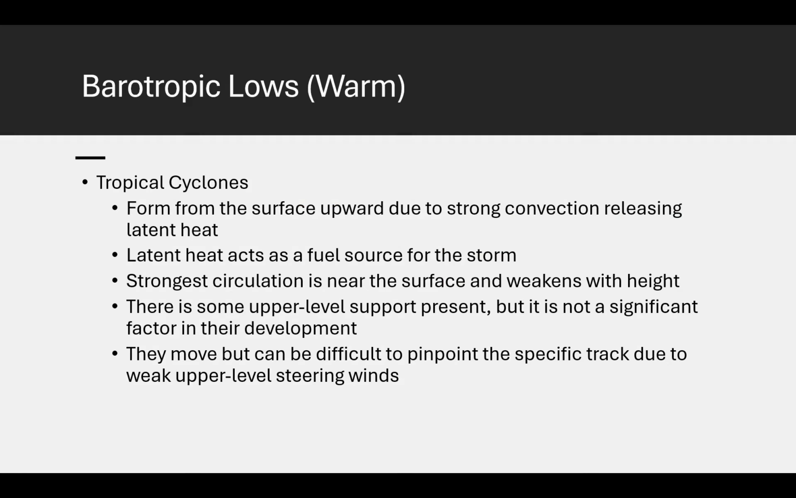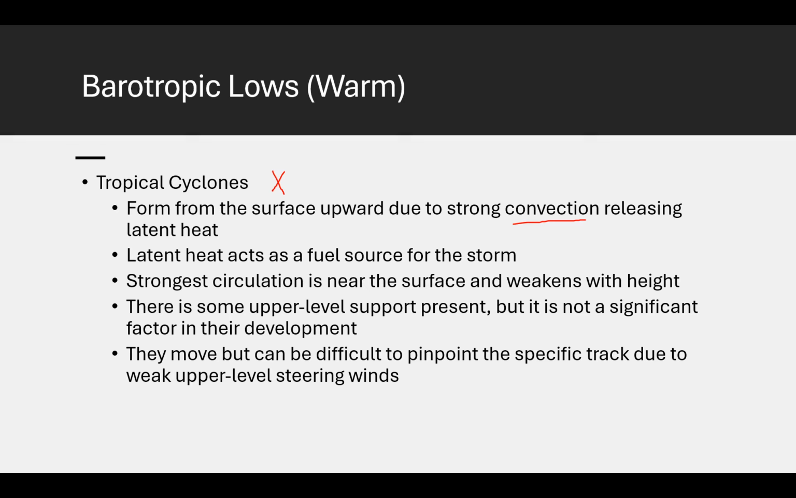Another type of barotropic low that's warm core, meaning that the warmest temperatures are at the center of the system, are tropical cyclones, and we are very much familiar with these. Hurricanes, tropical depressions, tropical storms. They form from the surface upward due to strong convection, vertical rising air motion releasing latent heat to the surrounding air. And that latent heat just keeps acting as a fuel source for the storm.